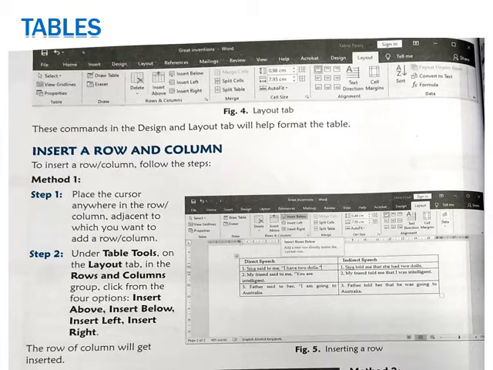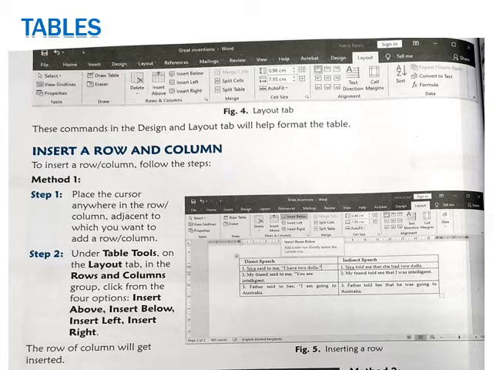Click the option. Now it will give you 4 choices. Insert above, that means wherever your current cursor is, you want to insert above it. Insert below, if your cursor is at line number 3 and you are inserting a row, do you want to have it as line number 4, something like that. Or insert left and right. Now insert left and right are applicable when you are inserting a column.